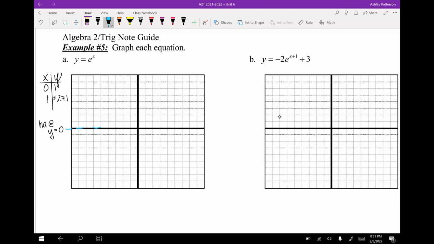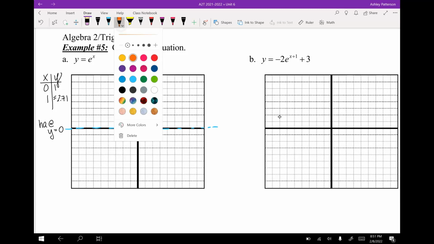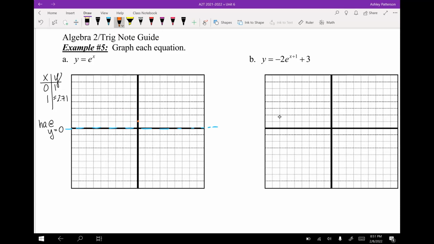So when we graph this, I have a horizontal asymptote at y equals 0. And let's go ahead and plot these 2 points together. We have one at 0, 1, and then one at 2.71. Now, since our base is greater than 1, this represents exponential growth, which means we're going to increase from left to right as we draw our function, not crossing the horizontal asymptote, arrows on both ends. And that's it. That is our exponential function with a base of e.